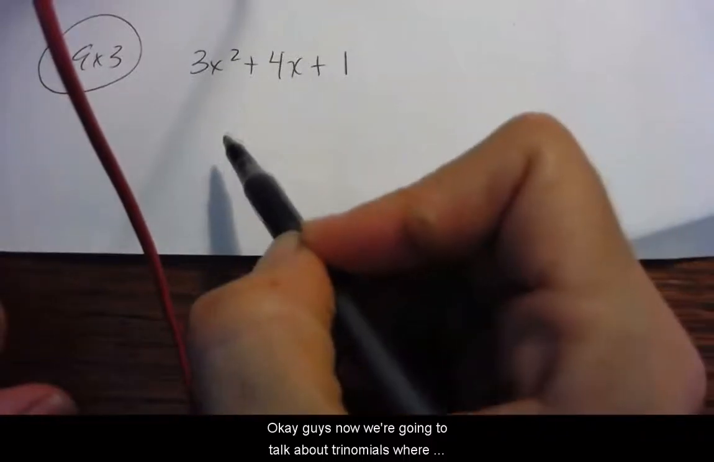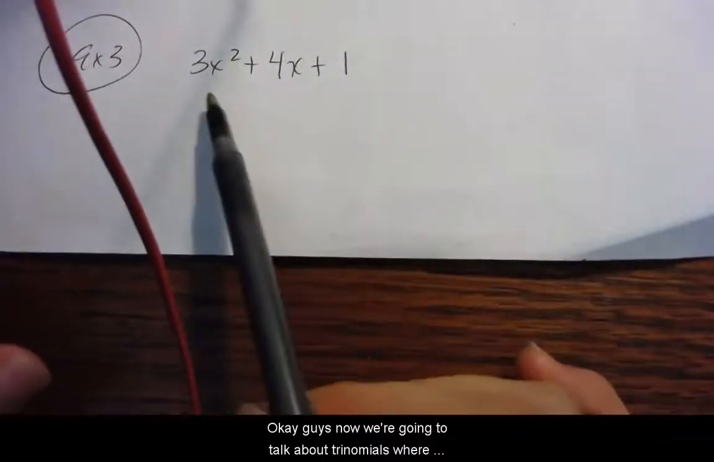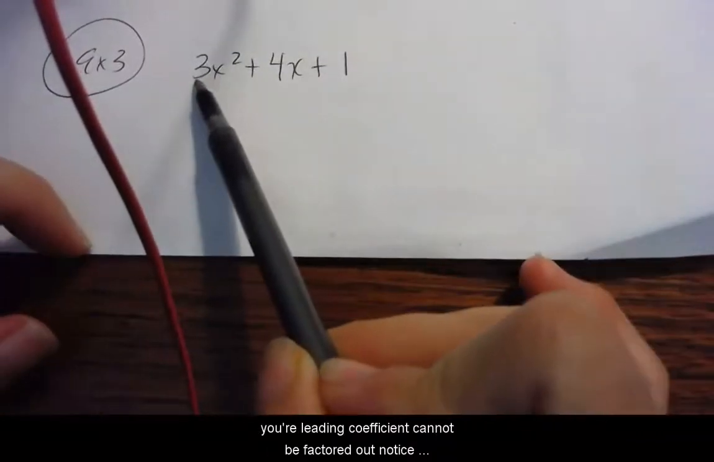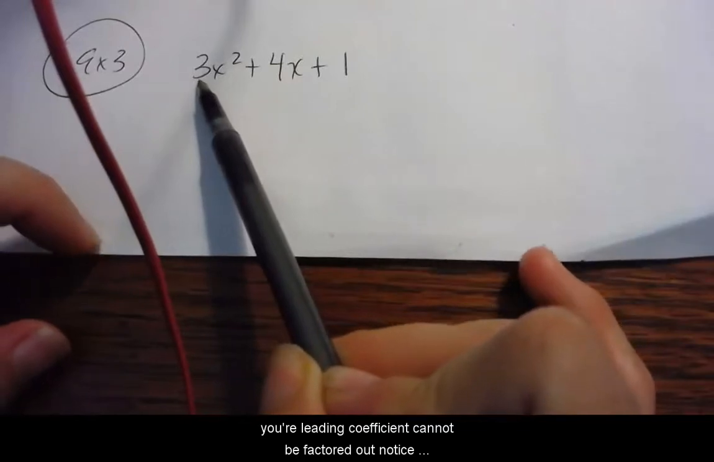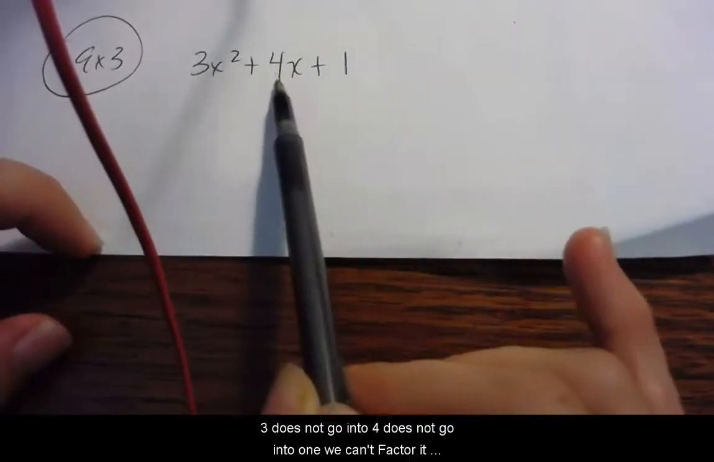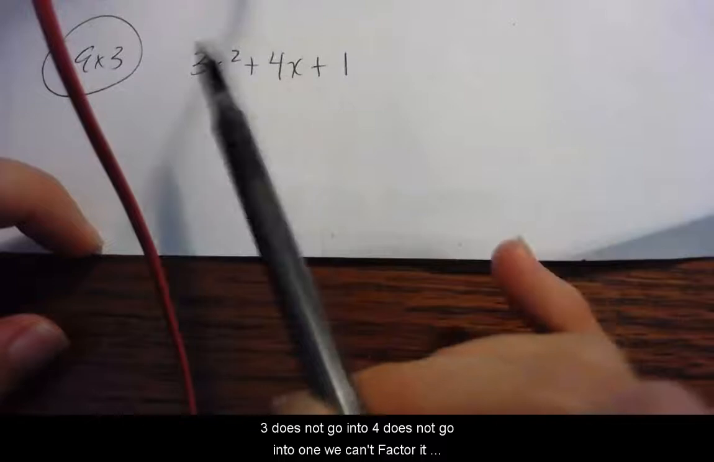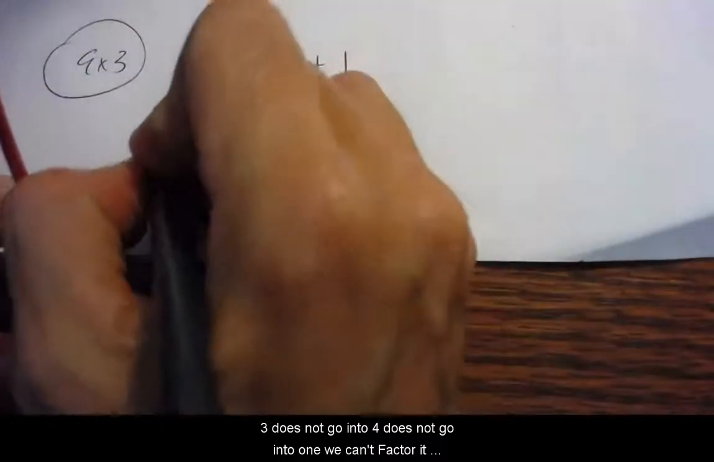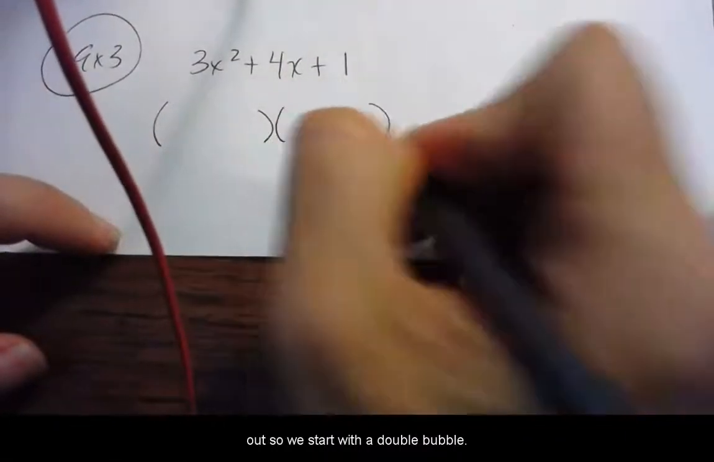Okay guys, now we're going to talk about trinomials where your leading coefficient cannot be factored out. Notice 3 does not go into 4, it does not go into 1. We can't factor it out. So we start with a double bubble.